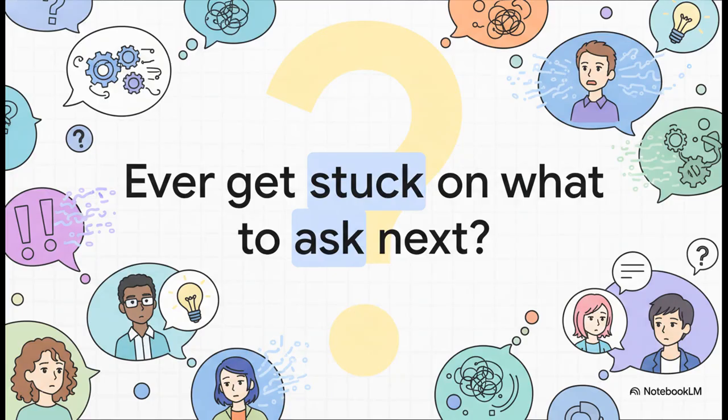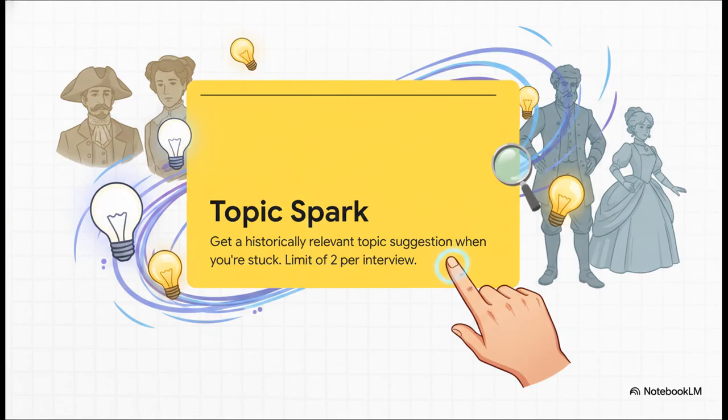But you know that feeling, right? You're in a great conversation, things are flowing, and then poof, your mind just goes completely blank. You have no idea what to ask next. We've all been there. Well, that's where Topic Spark comes in. Think of it as your secret weapon, your lifeline for those moments. You just click it, and the AI serves up a smart, historically relevant question that's totally tailored to who you're talking to. It's the perfect way to break through that mental block. Just keep in mind, you only get 2 per interview, so you gotta use them wisely.